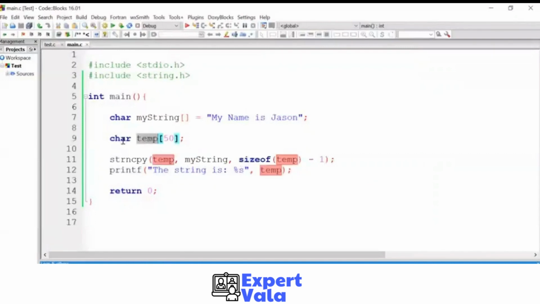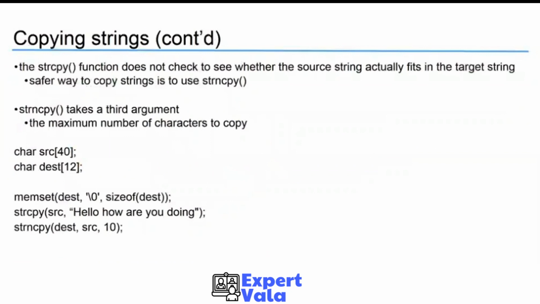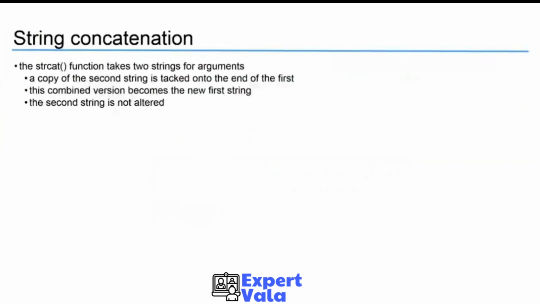Let's talk about some more functions. So we know how to get the length. We know how to copy strings. How about concatenating strings? The strcat function takes two strings as arguments, and it copies the second string at the end of the first.